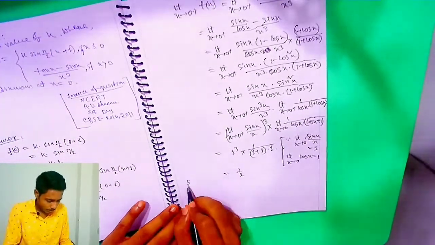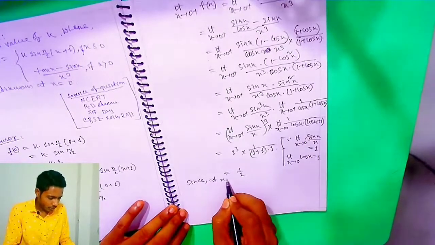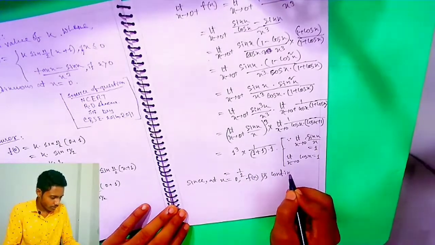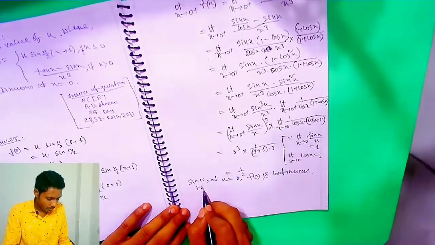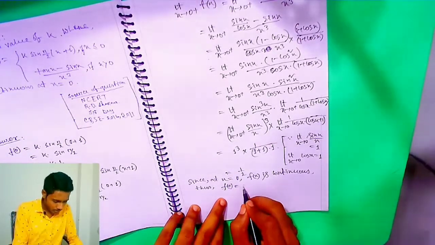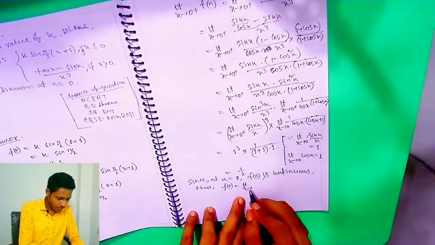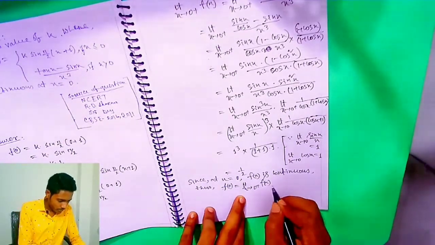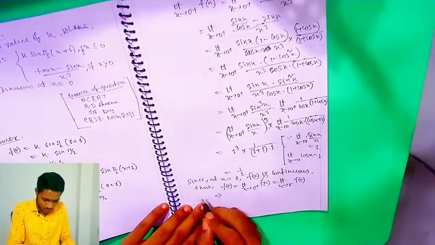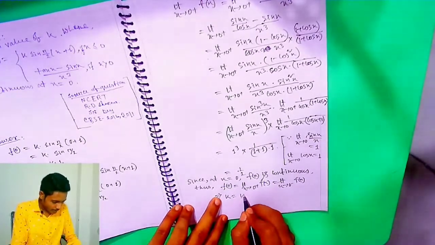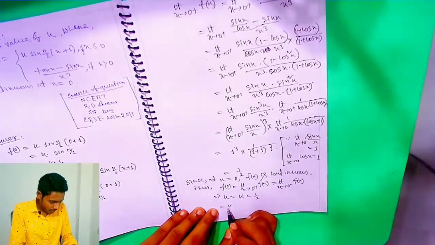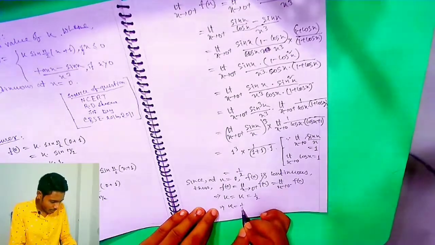So since at x is equal to 0 f(x) is continuous, f of 0 is equal to limit x tends to 0 plus f(x), which is equal to limit x tends to 0 minus f(x). So comparing all these things, we have k is equal to half. This implies k is equal to half.